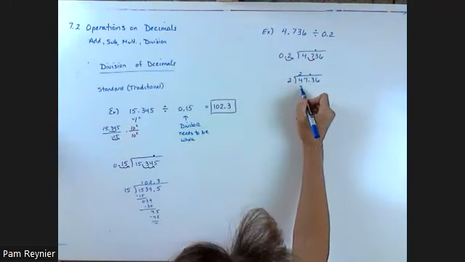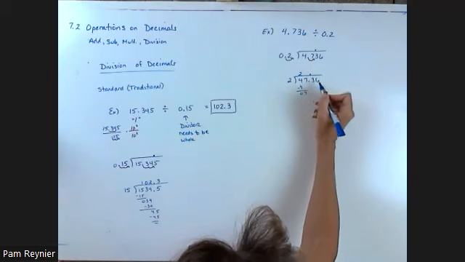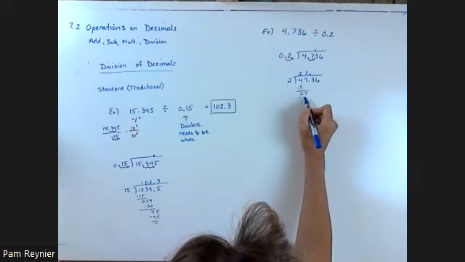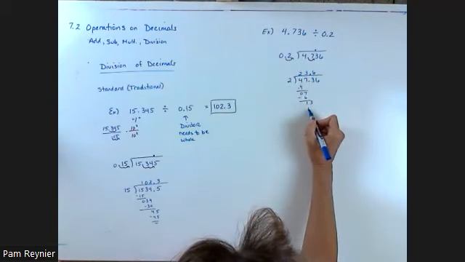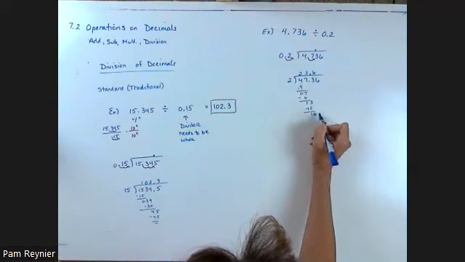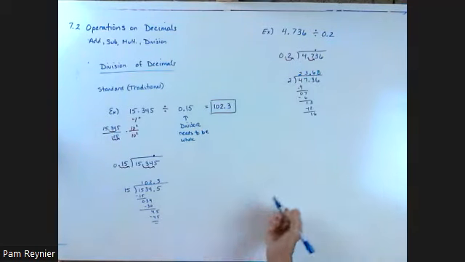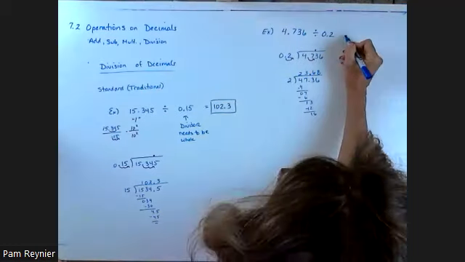2 goes into 4 twice. Bring down the 7, goes in 3 times. Bring down the 3, goes in 6 times. Bring down the 6, goes in 8 times. 23 and 68 hundredths.